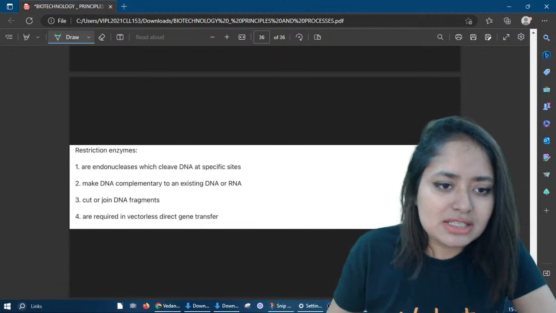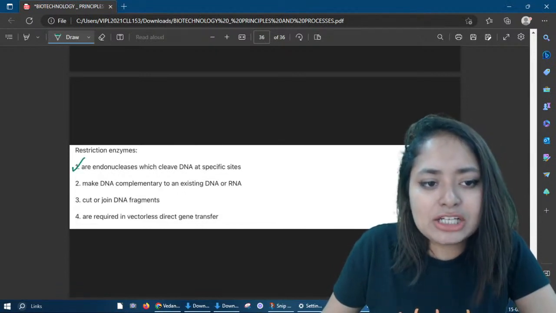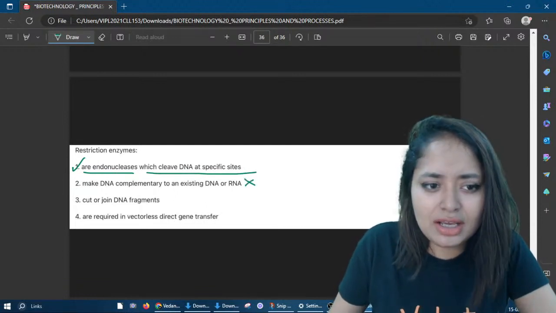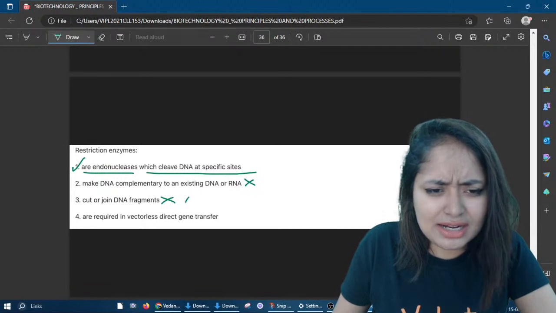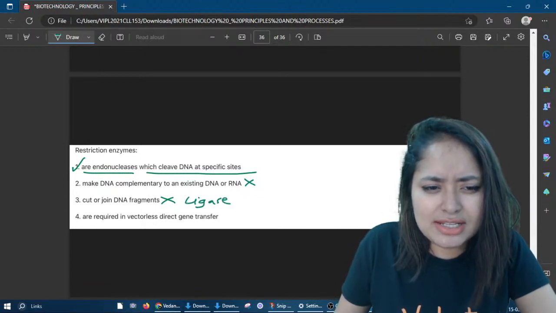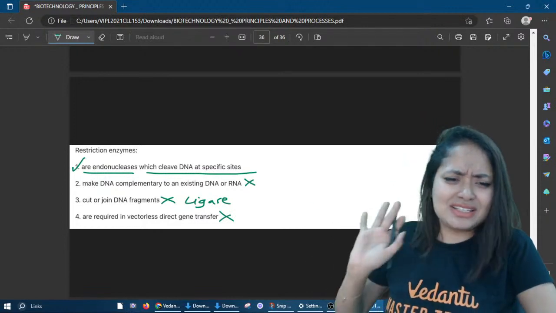Now the answer is A: restriction endonuclease, which cleaves DNA at a specific site. Making DNA complementary to an existing DNA or RNA, or cutting or joining DNA fragments, is done by ligase. They are required in vectorless direct gene transfer. No, all this doesn't make sense at all.